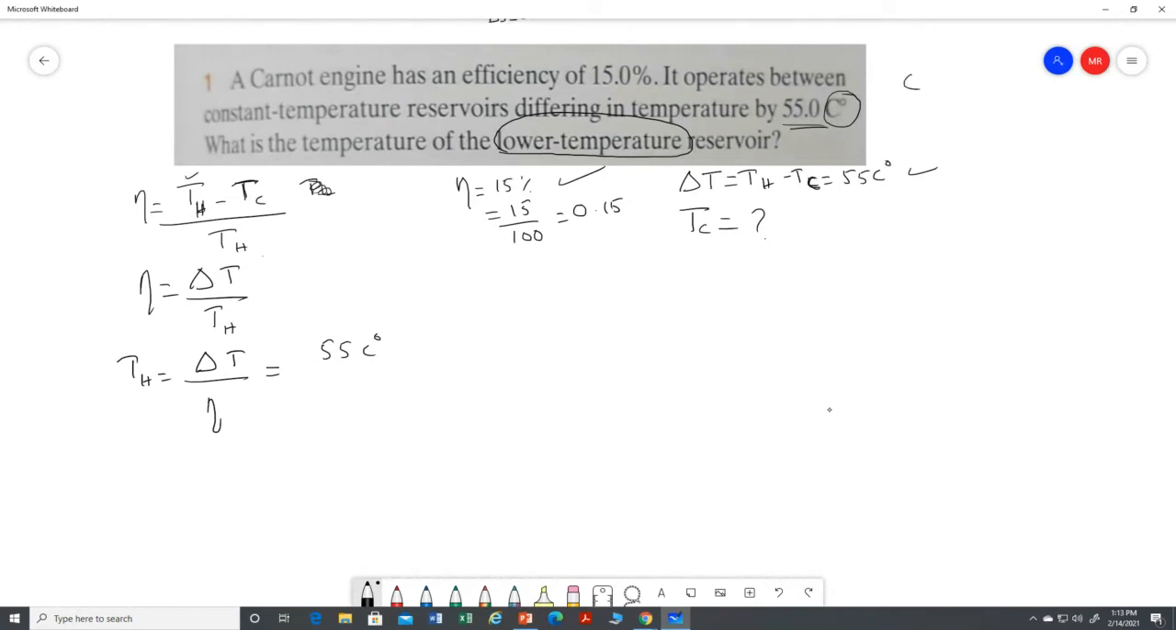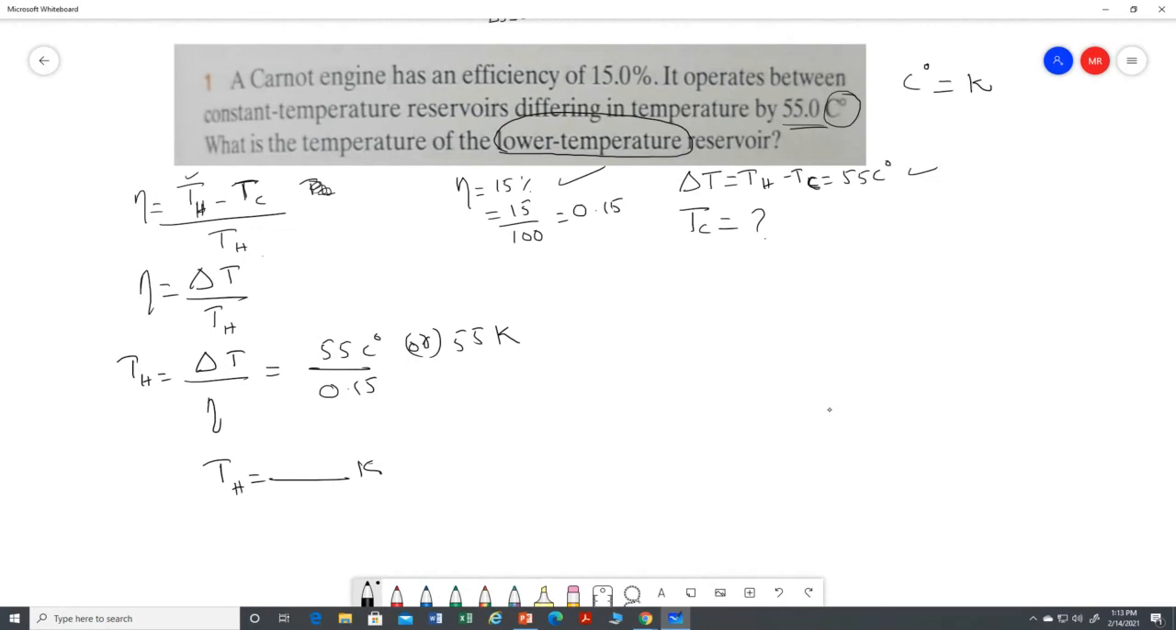My dear, listen carefully. Celsius degree is exactly equal to Kelvin degree. So don't worry about the Celsius degree. If you want to write Kelvin, no issue. That is also correct. Either you can write 55 Celsius degree or 55 Kelvin. Both are correct. Understand? Yes. Okay, divide by eta. What is the value of eta? 0.15. So you will get the answer for TH. Am I right? Yes. The unit is Kelvin.